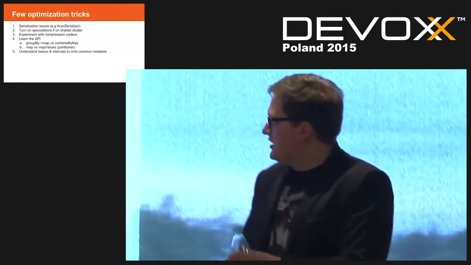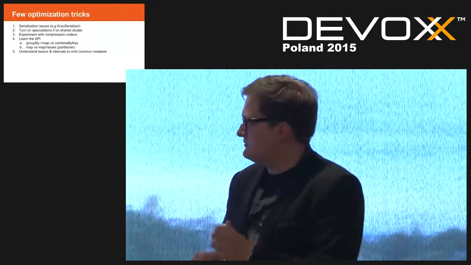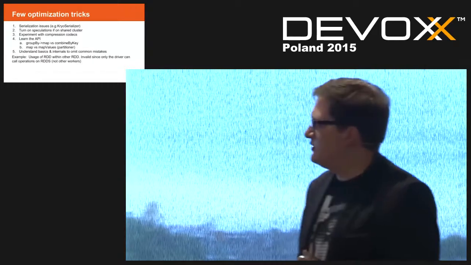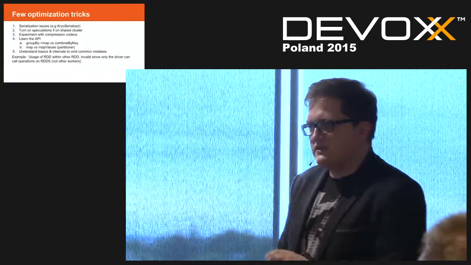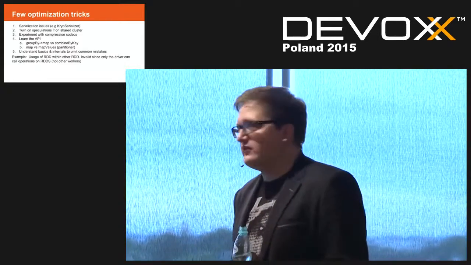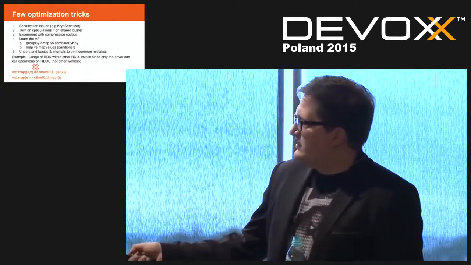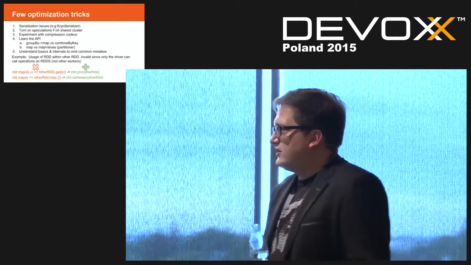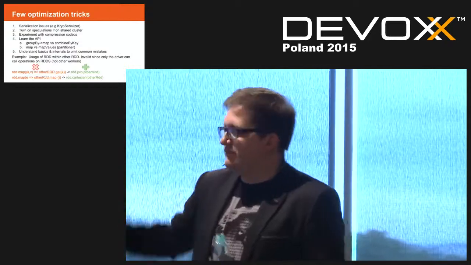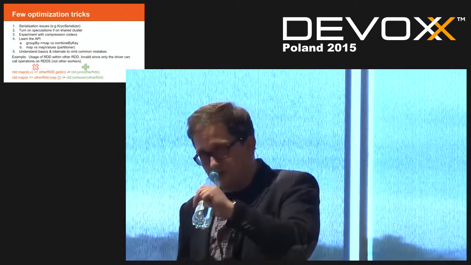All right. Also understand the basics and general idea of how Apache Spark works. So don't call RDDs within your RDD, because RDD operations are something to be called on the driver. So if you want to do this, do a join or Cartesian instead. The green one will work. The red one will give you exceptions.